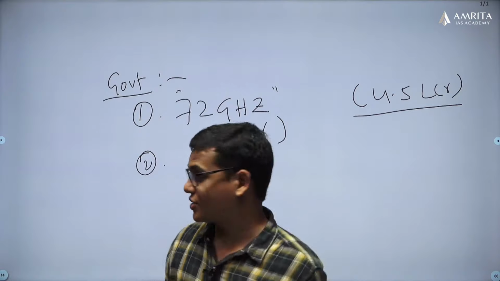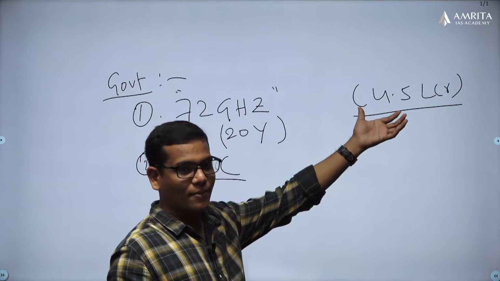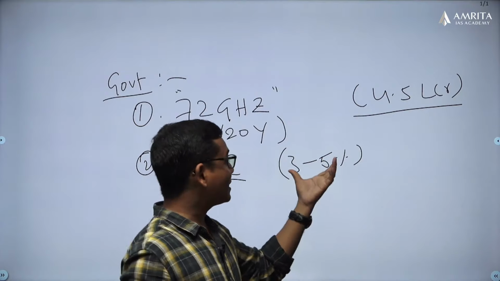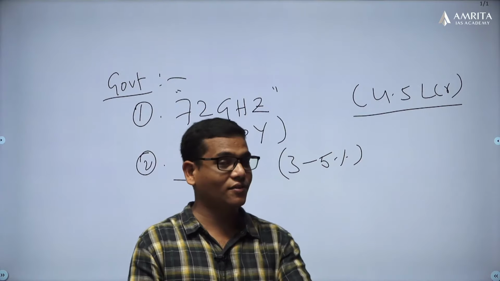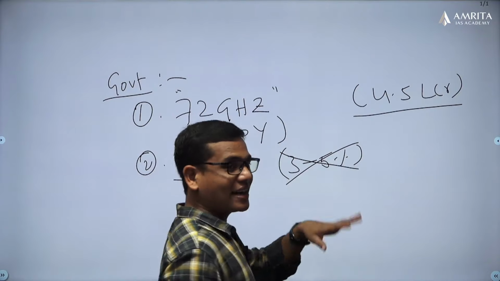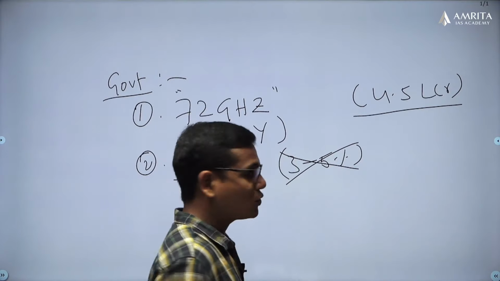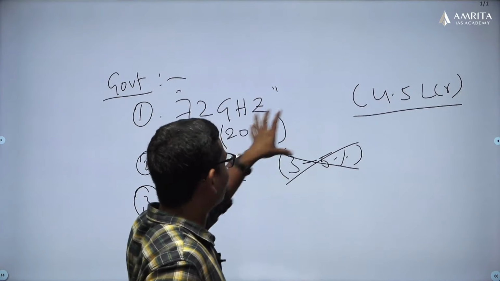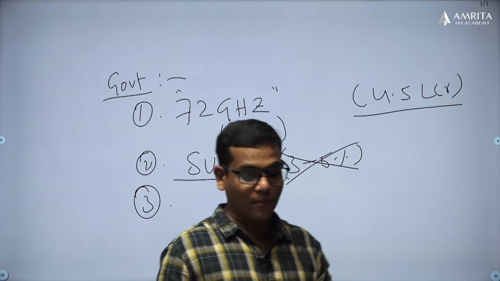spectrum usage charge. Earlier there was a spectrum usage charge on the spectrum. Now there is none. Earlier it was some 3 to 5% on the AGR, adjusted gross revenue, that you needed to pay. But last year we brought some reforms in the telecom sector. You need not pay any charge as SUC, though regular charges you still need to pay. The third important thing is that this much money is expected for 20 years, and further they say no SUC, no spectrum usage charges.